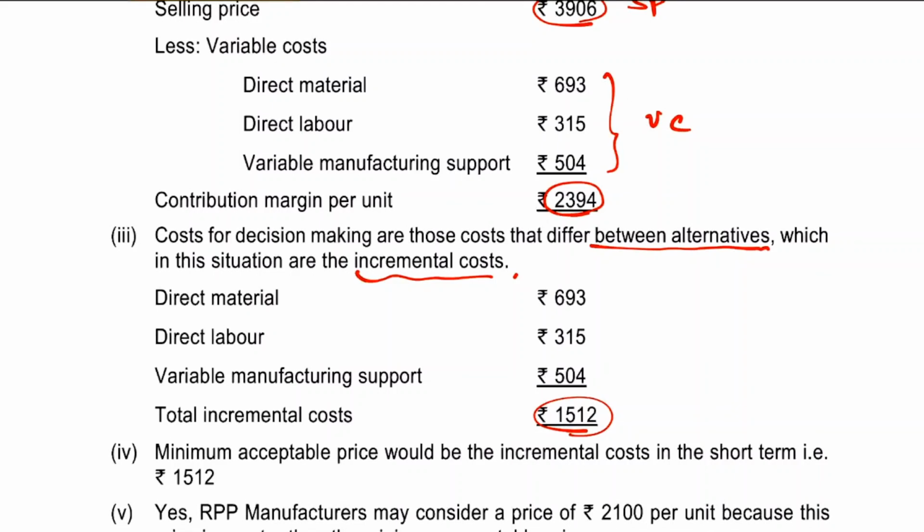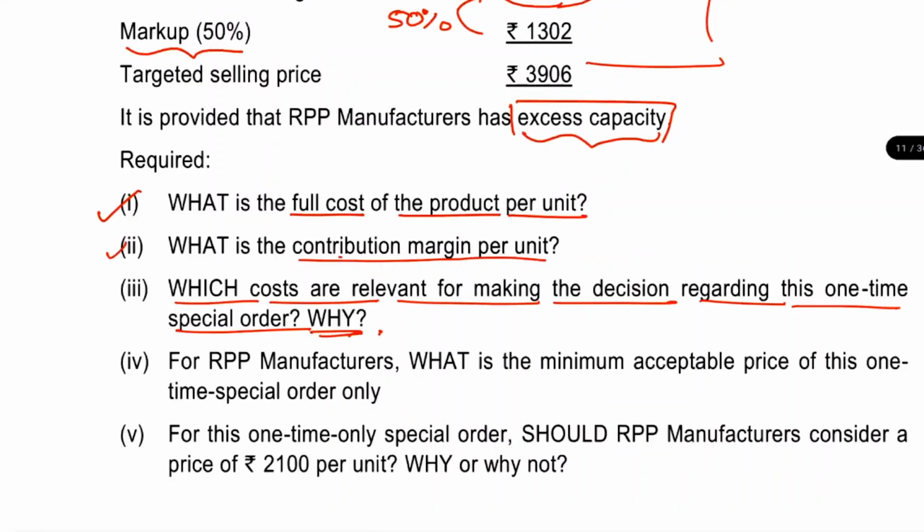Incremental means if I go one step ahead, my cost will increase. That is, if I produce one extra unit, my cost will increase. So only incremental cost will be relevant for decision making. That is the statement you can write. And here incremental cost means variable cost, which is 1512. Is it clear? Everyone wake up from sleep and pay attention here.